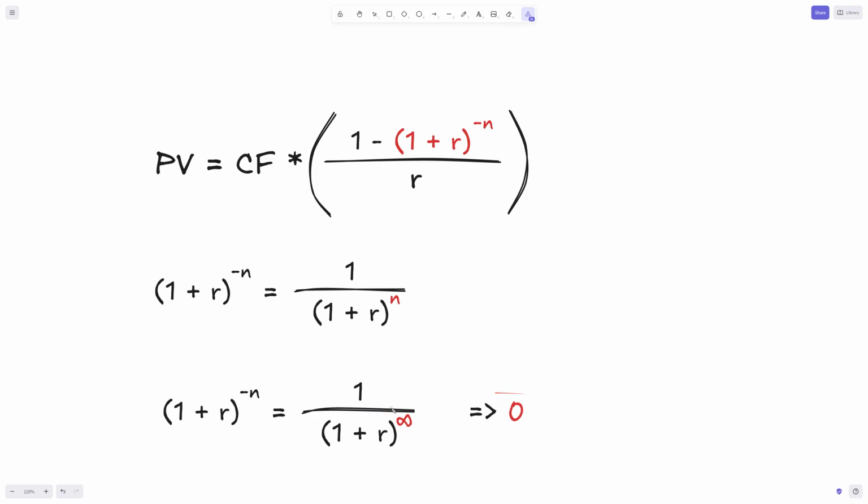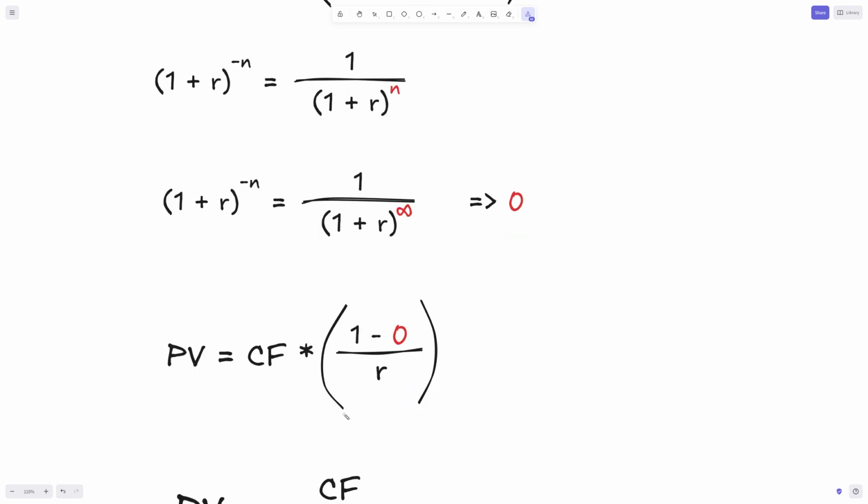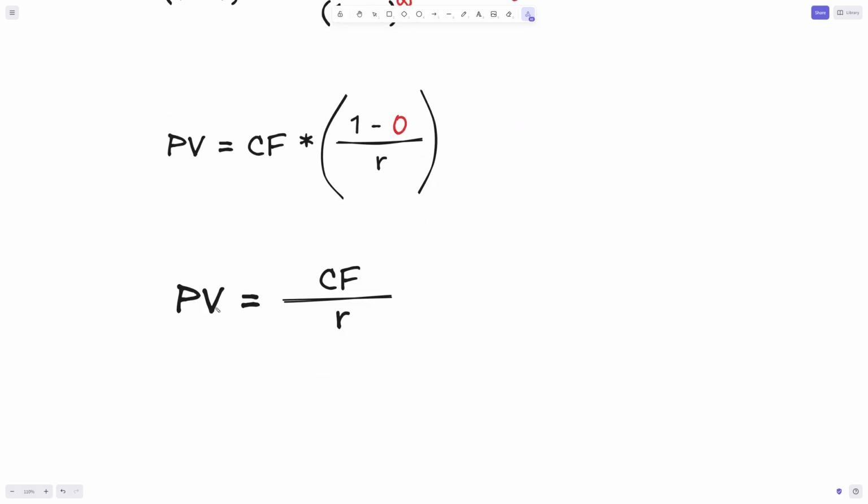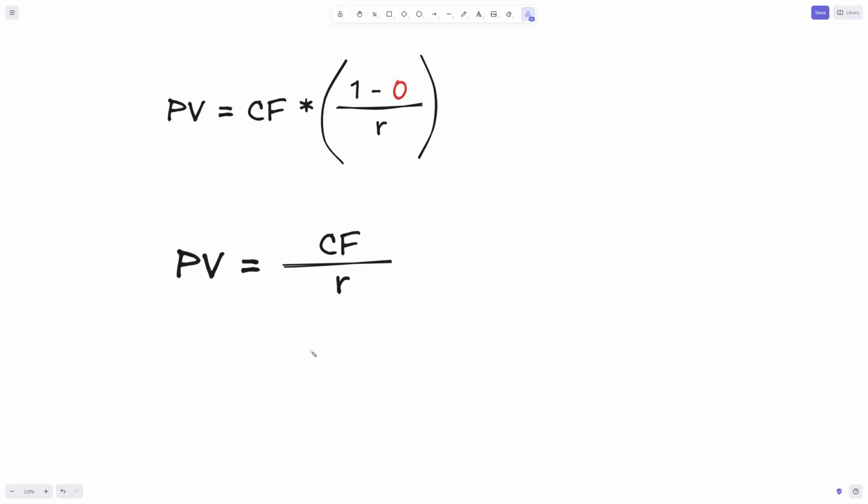So we can substitute this whole thing with 0, and that way we get the present value of an indefinite future cash flow is the cash flow multiplied by 1 minus 0 over r, and this is how we get to the present value formula for a perpetual cash flow, which is the cash flow over r, or the discount rate, which is usually our cost of capital. And this is a no growth perpetuity, so it's essentially the same cash flow being paid every period indefinitely.